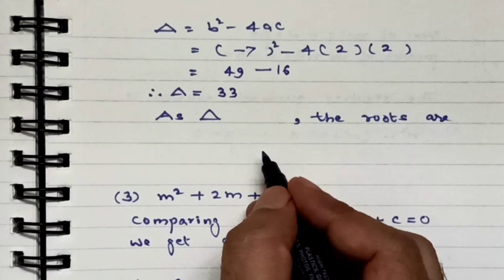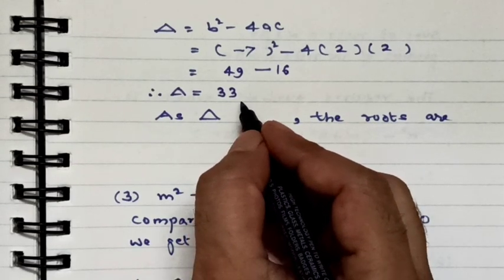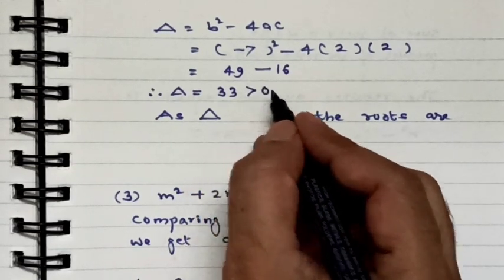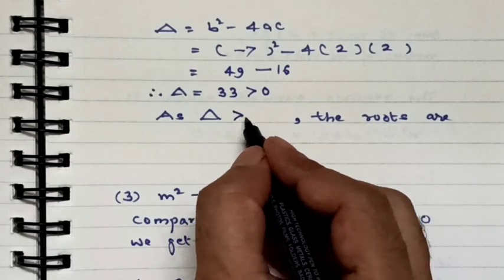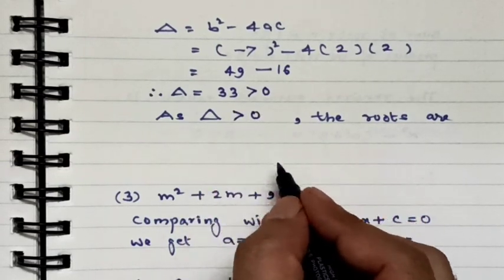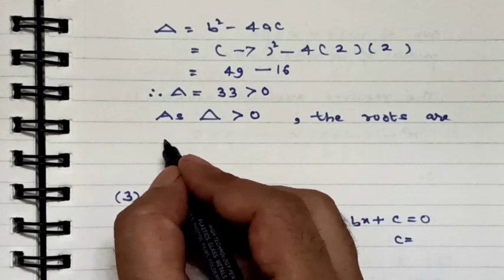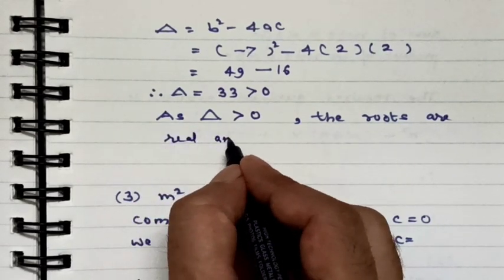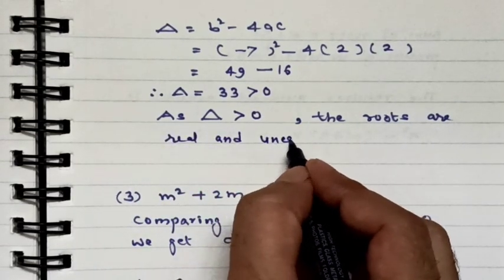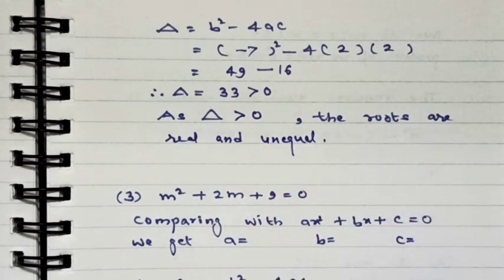Now my dear student, this 33 is more than 0. Therefore, as delta is positive, the roots are real and unequal.